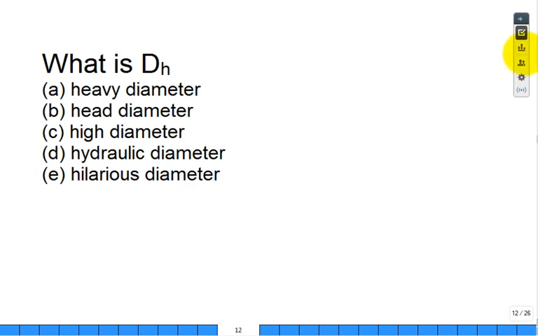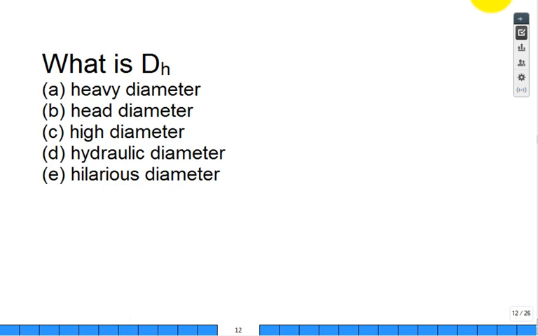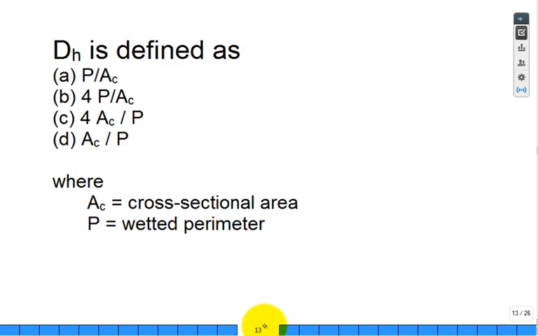Okay, why do I not have 100%? Is somebody texting in or playing with us from their couch or bedroom this morning? Okay, all right. It's hydraulic diameter. That was the easy one. So what is the definition of the hydraulic diameter? Where A subscript C is the cross-sectional area and P is known as the wetted perimeter.